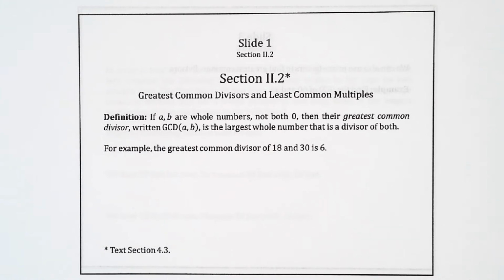Okay, so let's begin with the first concept, greatest common divisors. If a and b are whole numbers, not both 0, then their greatest common divisor, written GCD of a and b, is the largest whole number that is a divisor of both. For example, the greatest common divisor of 18 and 30 is 6. 6 is the largest thing that goes into both of those numbers. It's the largest whole number that is a divisor of both 18 and 30.